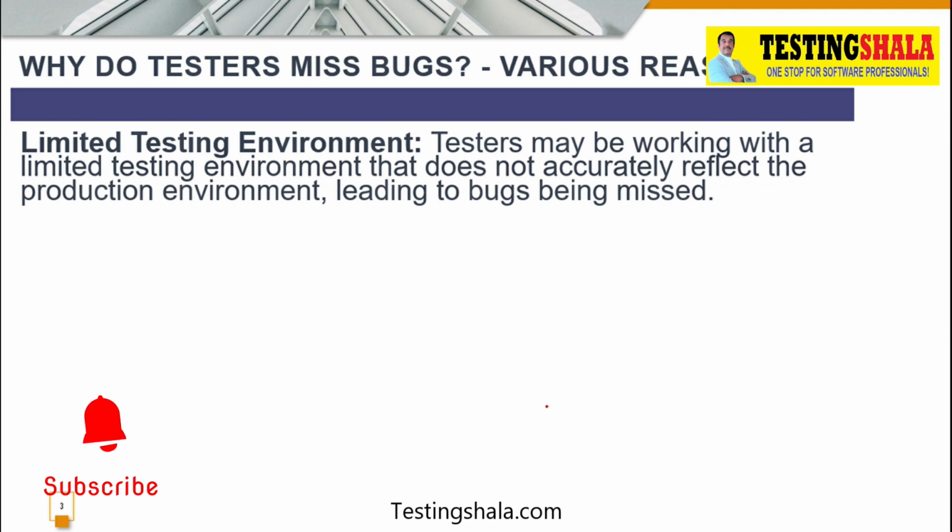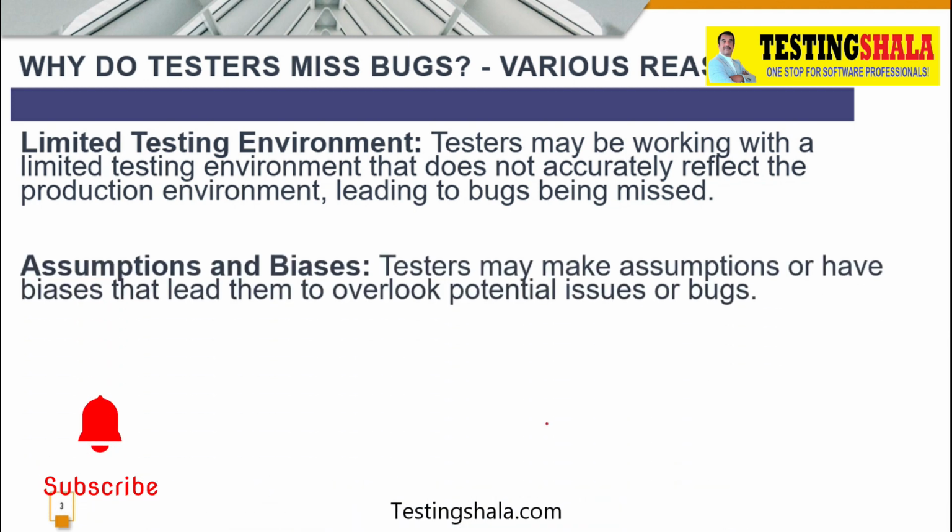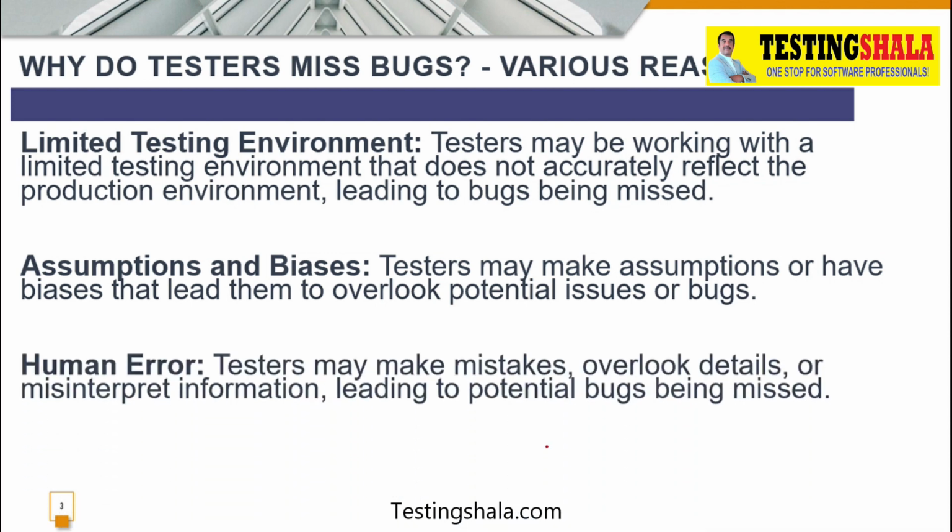The next aspect is if testers make some assumptions or have certain biases, that may lead to missing potential issues or bugs. Human errors as well: if testers make mistakes, overlook details or misinterpret information, that leads to potential missed bugs.